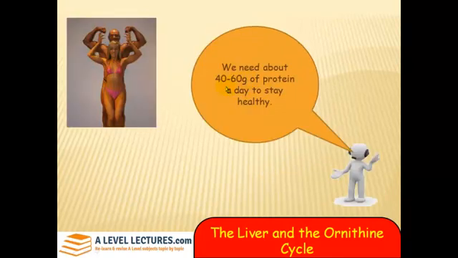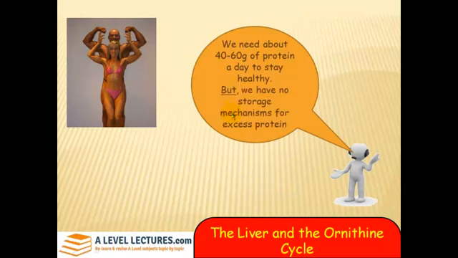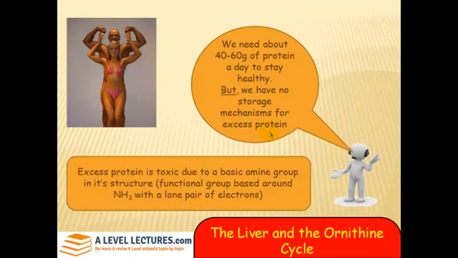If you are a healthy person, you need between 40 and 60 grams of protein a day to stay healthy. Obviously people building muscle will require more, but you generally require 40 to 60 grams. Now the issue is we have no storage mechanism for excess protein. So what are we going to do about it, because it is a bit of a problem. The problem is excess protein is toxic due to the basic amine.